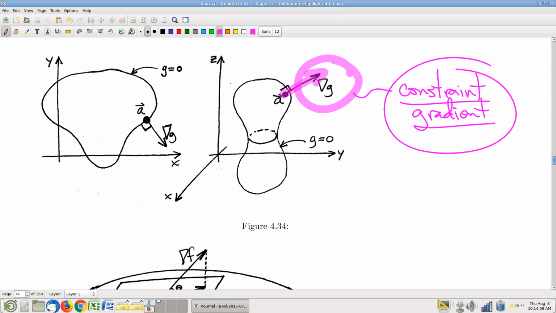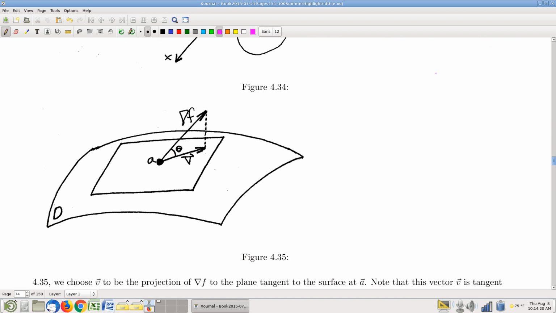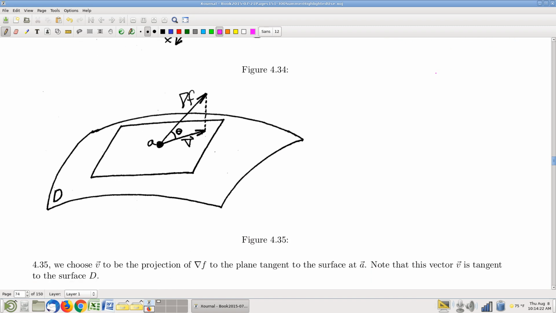I'll be using that terminology a lot. The constraint gradient is always perpendicular to our surface. Okay. All right. So now that point aside, let's set that aside for a moment. Here's our constraint set. Again, we're stuck on this surface. We're not allowed to leave this surface.